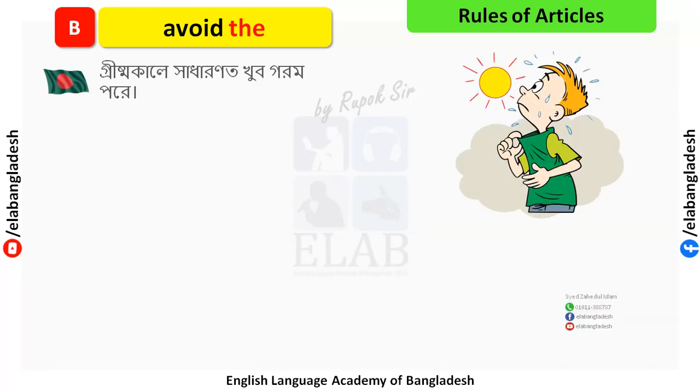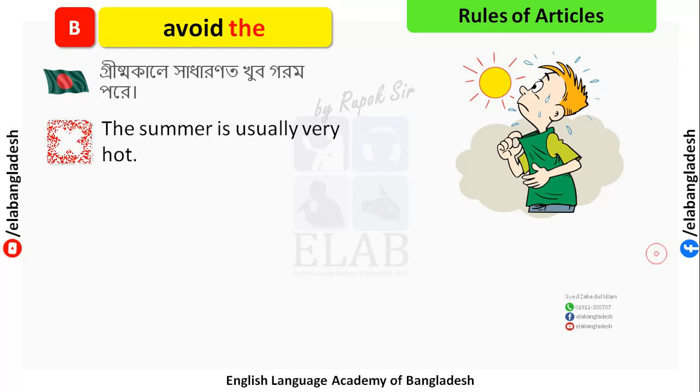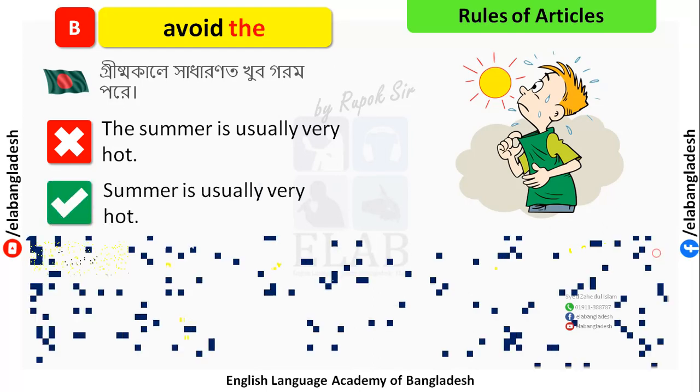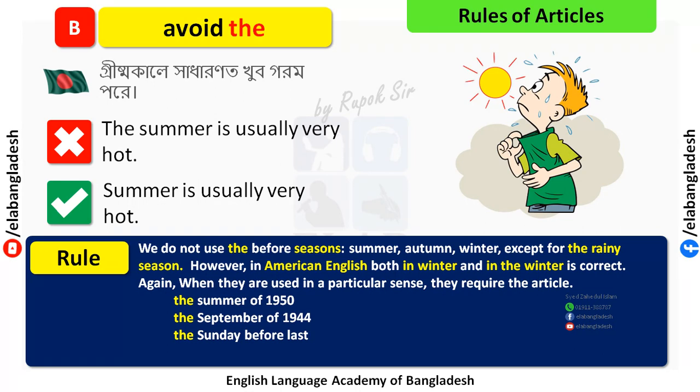Summer is usually very hot. We don't use the before seasons: summer, autumn, winter, except for the rainy season. However, in American English, both in winter and in the winter is correct. Again, when they are used in a particular sense, they require the article: the summer of 1950, the September of 1944, the Sunday before last.